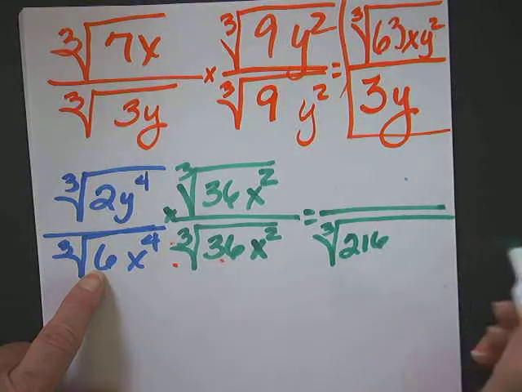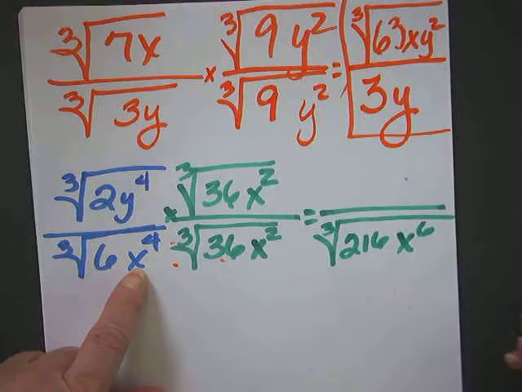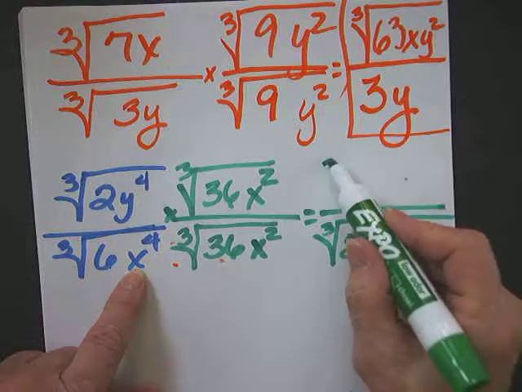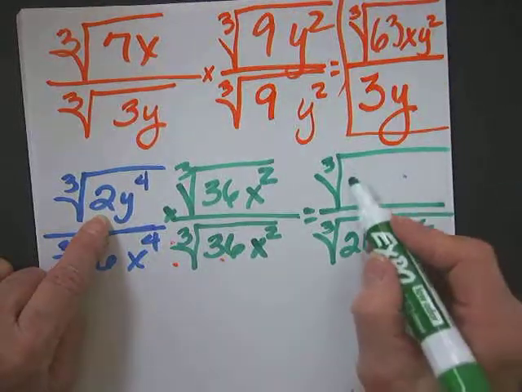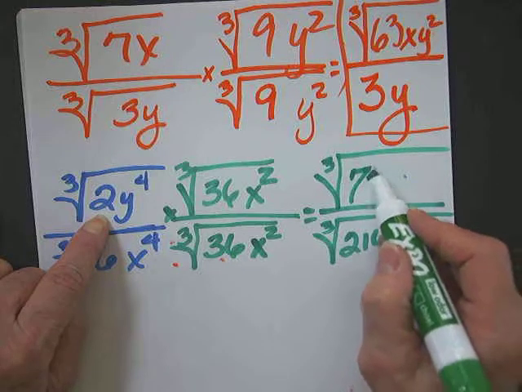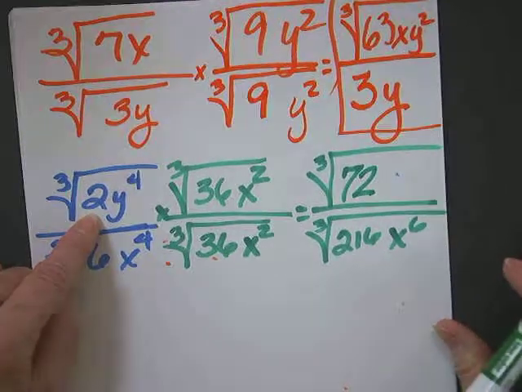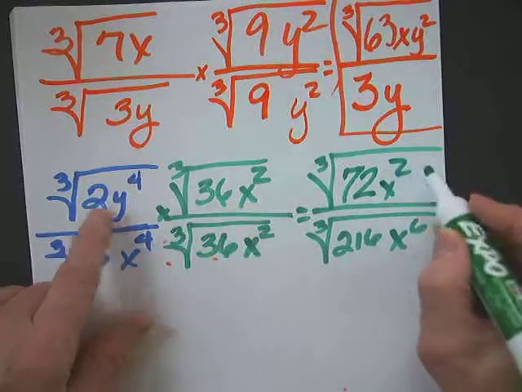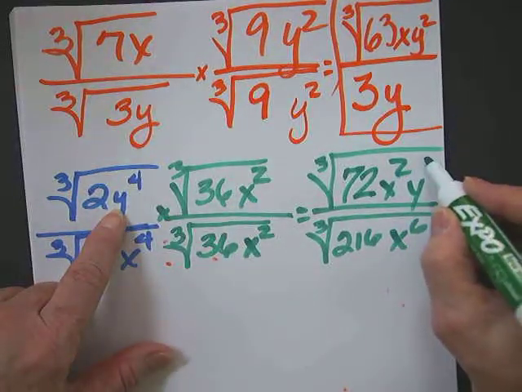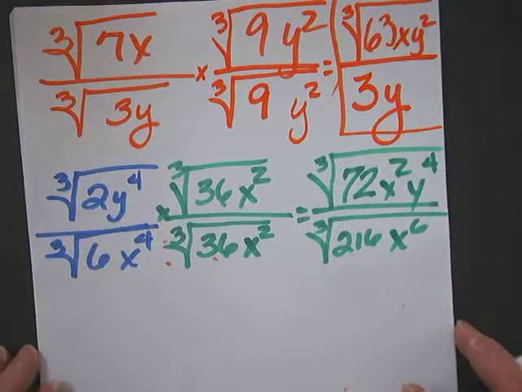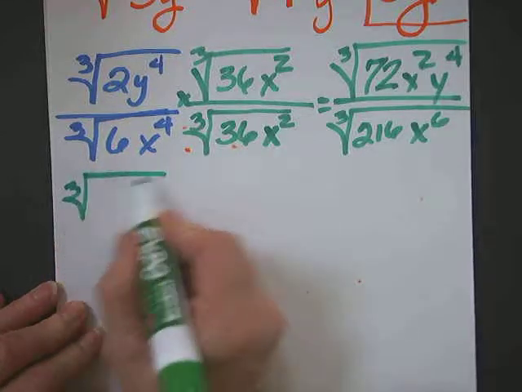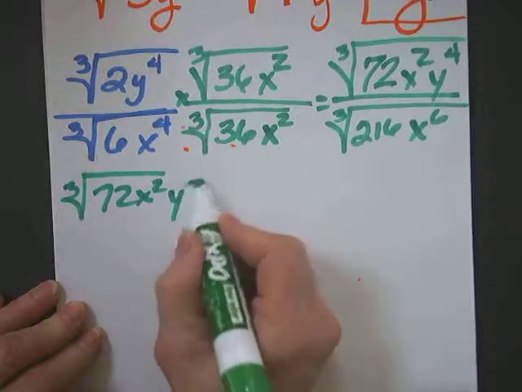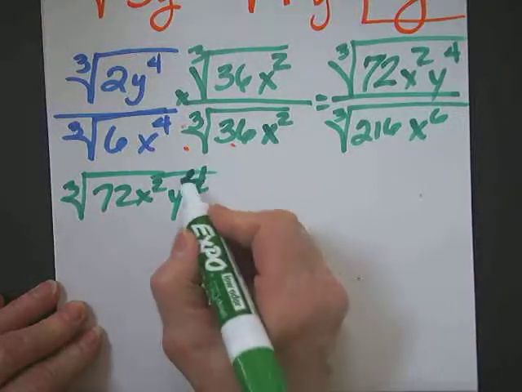So, let's multiply. 36 times 6 is 216, I think. Okay, and the x's will be x to the 6th. Okay, the top, 36 times 2, 72. And 2 x's and 2 y's, I'm putting them in xy order.